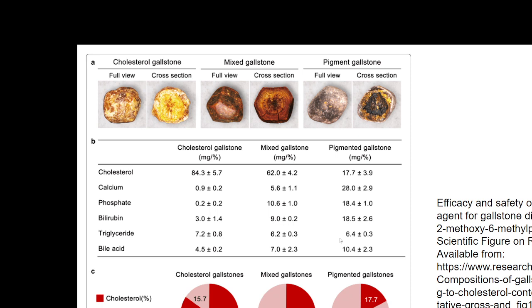And the contents of these stones: in a cholesterol stone, the cholesterol would be very high, whereas the calcium would be comparatively lower. Whereas in pigment stones, the cholesterol level would be comparatively lower, and calcium and phosphate would be very high. That gives the consistency of the stones.